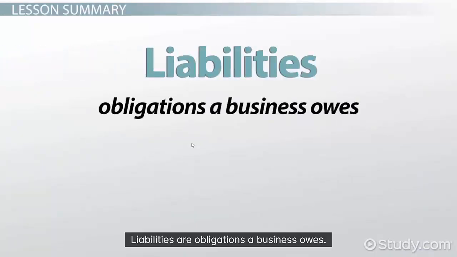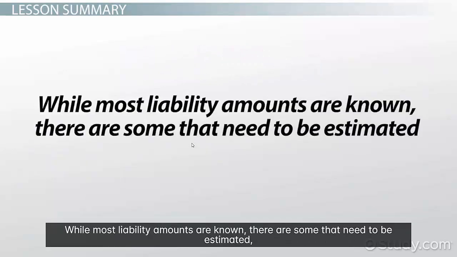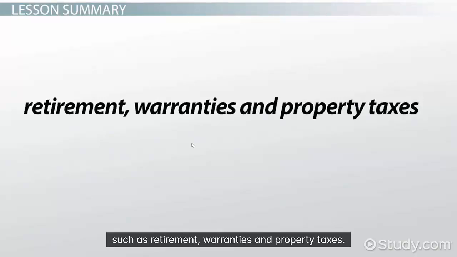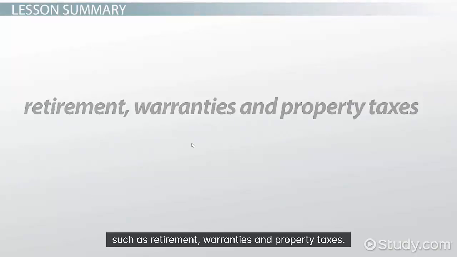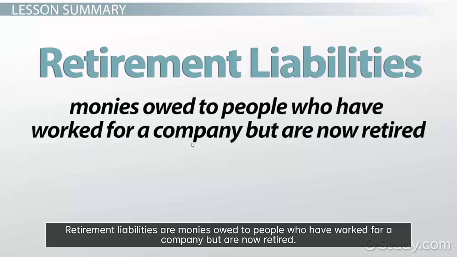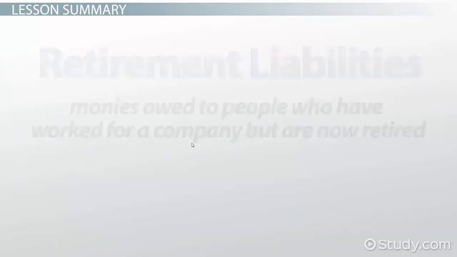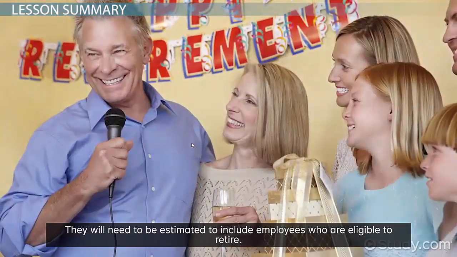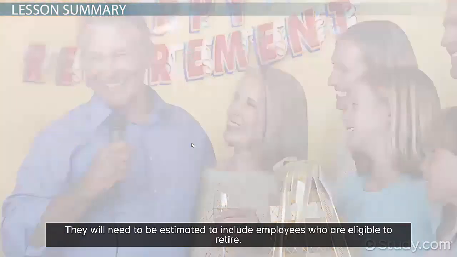Liabilities are obligations a business owes. While most liability amounts are known, there are some that need to be estimated, such as retirement, warranties, and property taxes. Retirement liabilities are monies owed to people who have worked for a company but are now retired. They will need to be estimated to include employees who are eligible to retire.